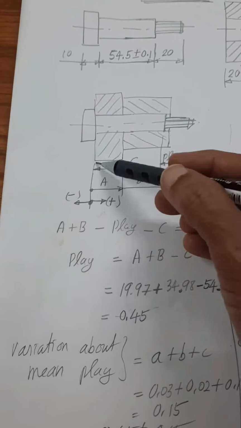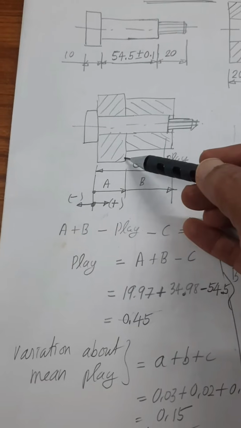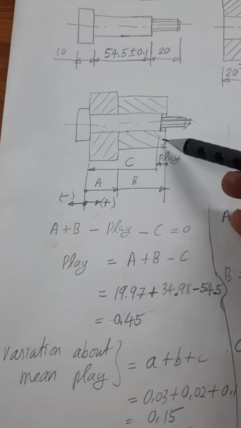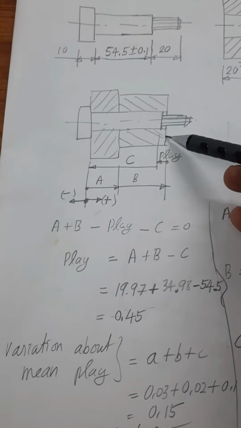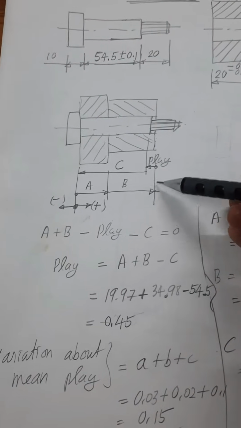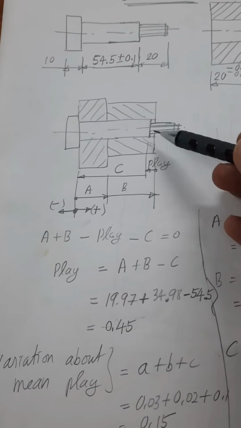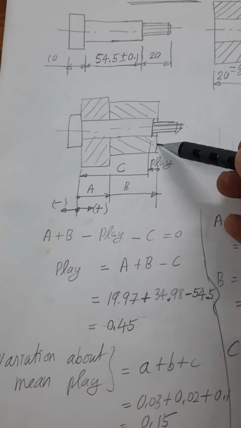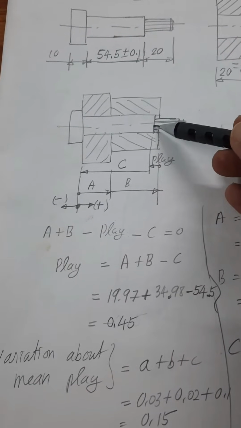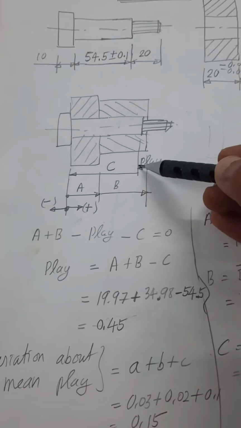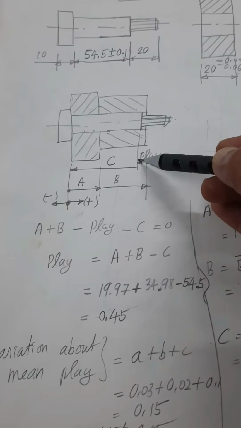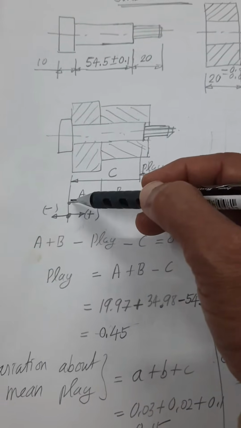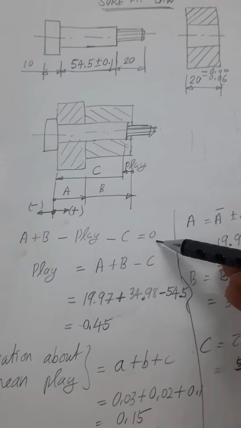I am moving over the dimension A. The dimension A is occurring on this first component. Then from here I am moving over dimension B. The dimension B is occurring on the second component. Then I am moving over the play. The play is between the end of this face and this face of the shaft. Then I am moving over to the dimension C, which is occurring on the shaft. Since I have come back to the initial position again, the total length will become 0.